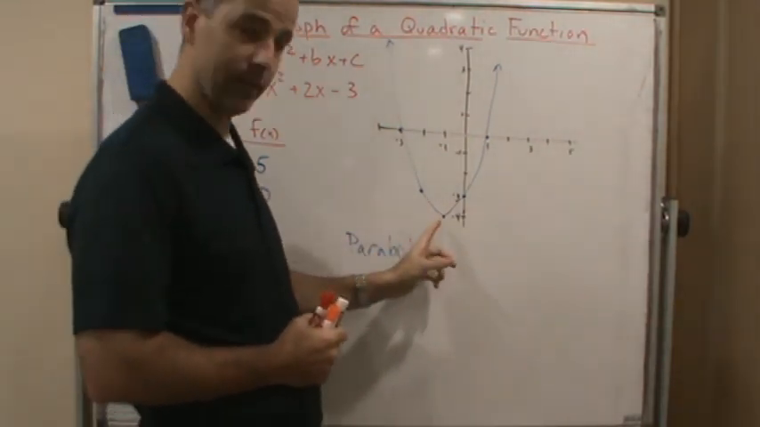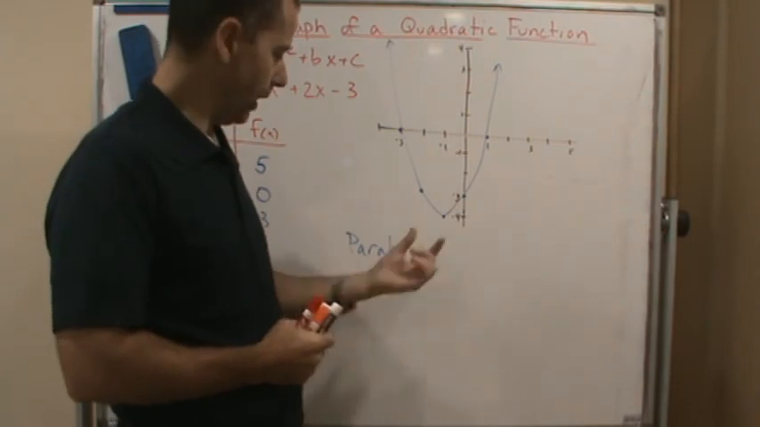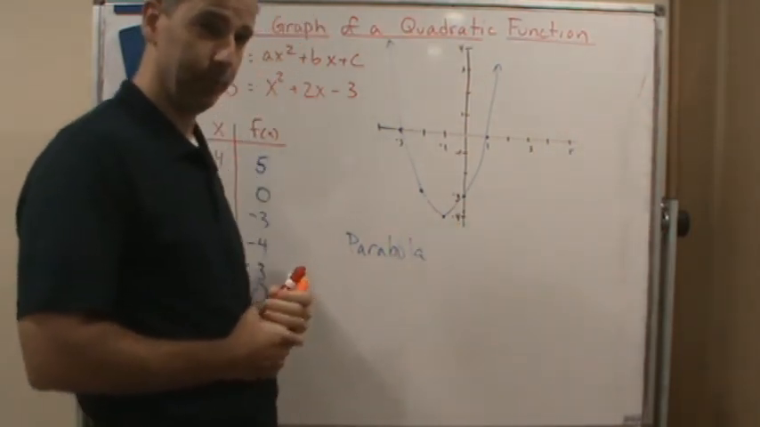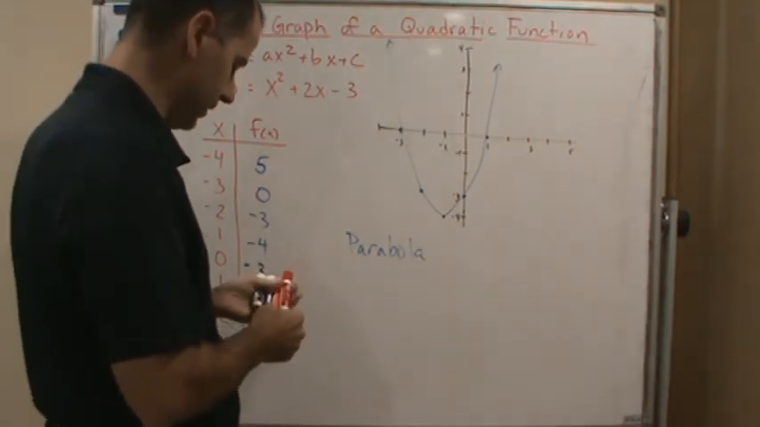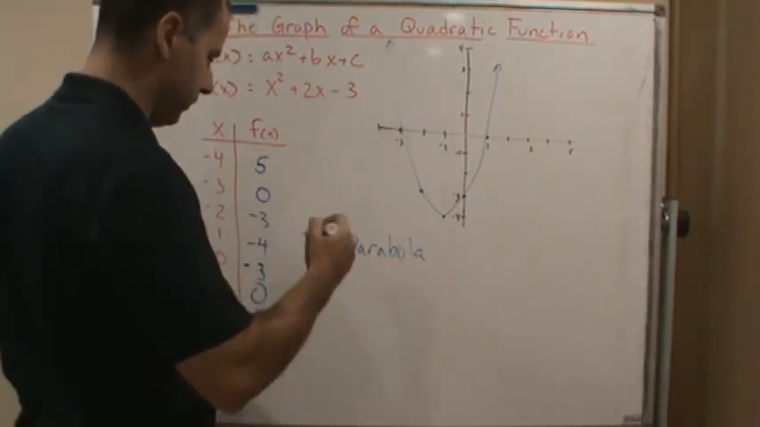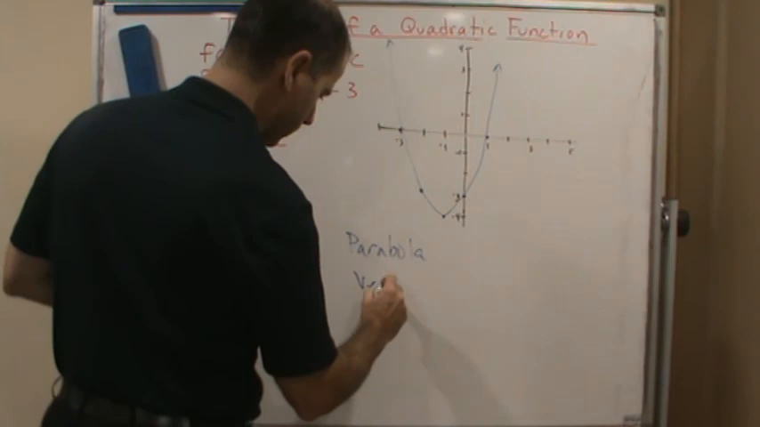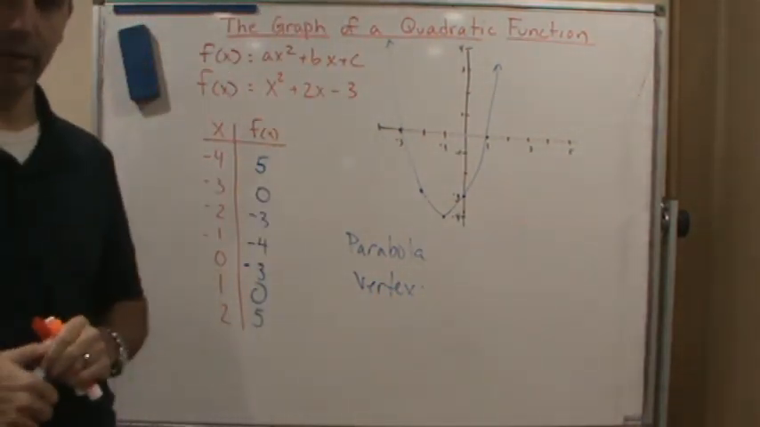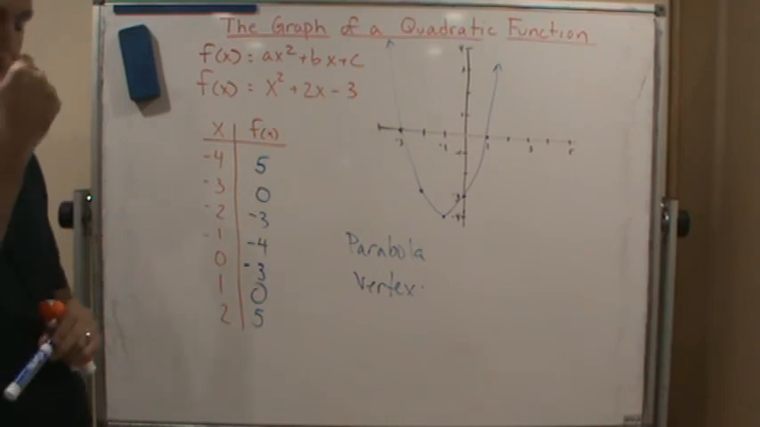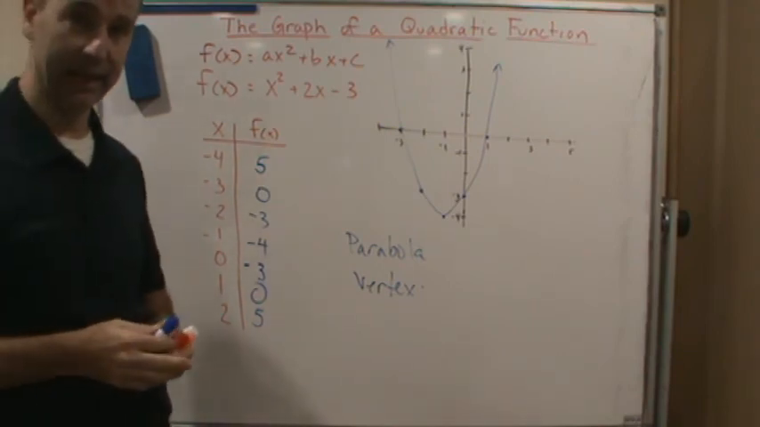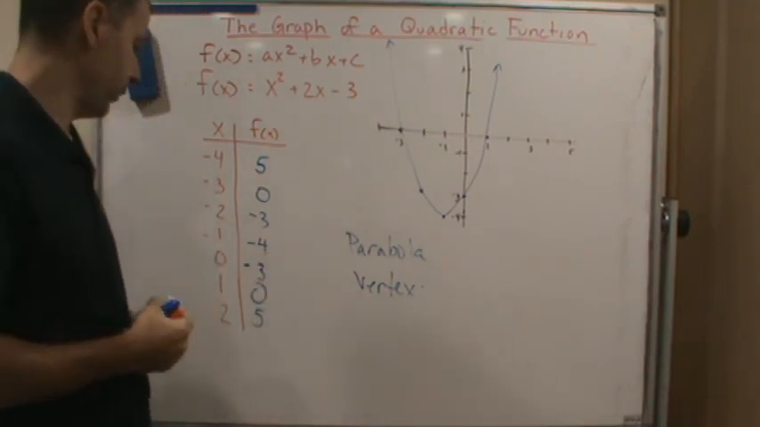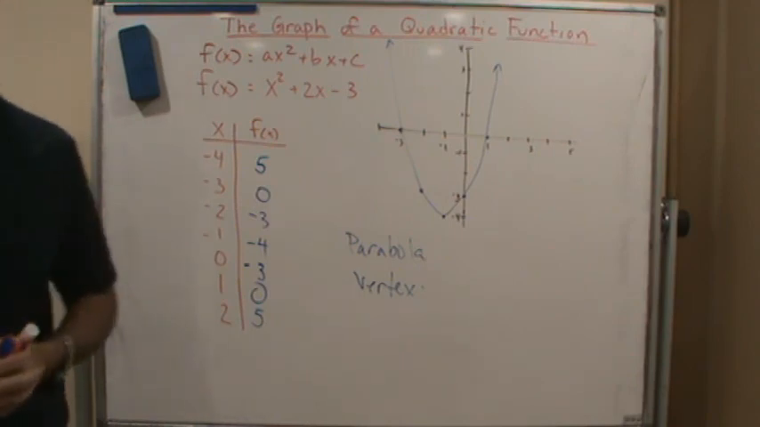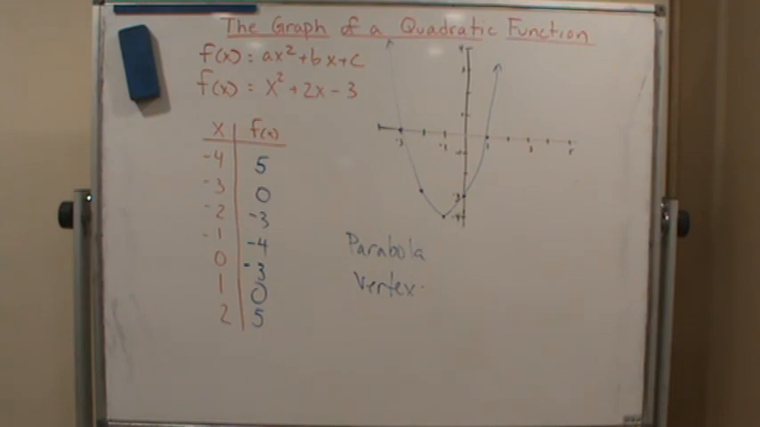The point where this extreme point occurs we call the vertex of the parabola. So the vertex is the extreme point of a parabola. It's either the maximum or minimum value, depending on whether a is positive or negative.